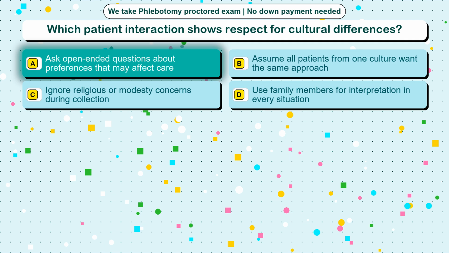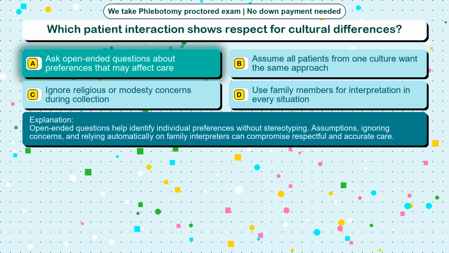The correct answer is option A. Ask open-ended questions about preferences that may affect care. Open-ended questions help identify individual preferences without stereotyping. Assumptions, ignoring concerns, and relying automatically on family interpreters can compromise respectful and accurate care.